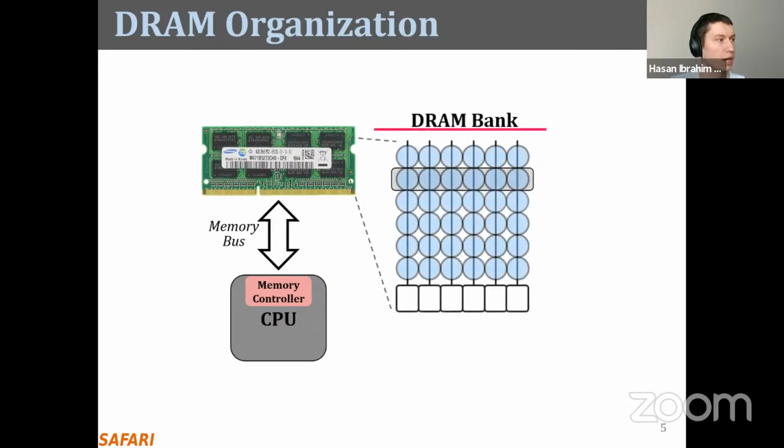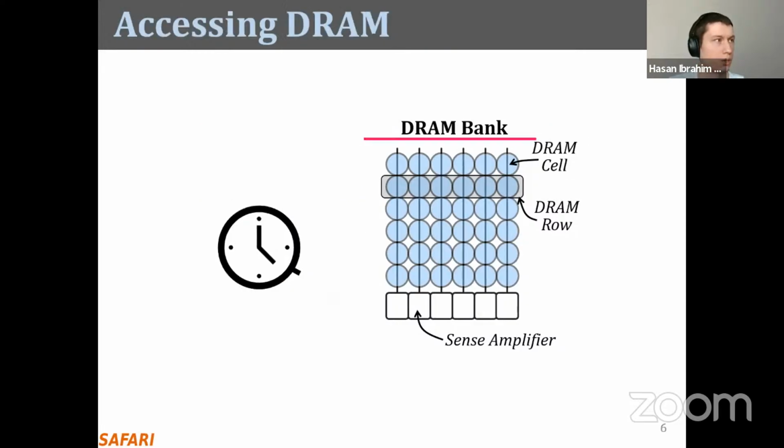So here's a DRAM bank, a memory controller, and a CPU. And the memory controller communicates with the DRAM module over the memory bus, right? And all chips here operate in lockstep in parallel. This is the DRAM cell, the sense amplifier, and the DRAM row, just to remind you what the DRAM looks like. And when we access the DRAM, the memory controller issues 3 commands mainly, right?